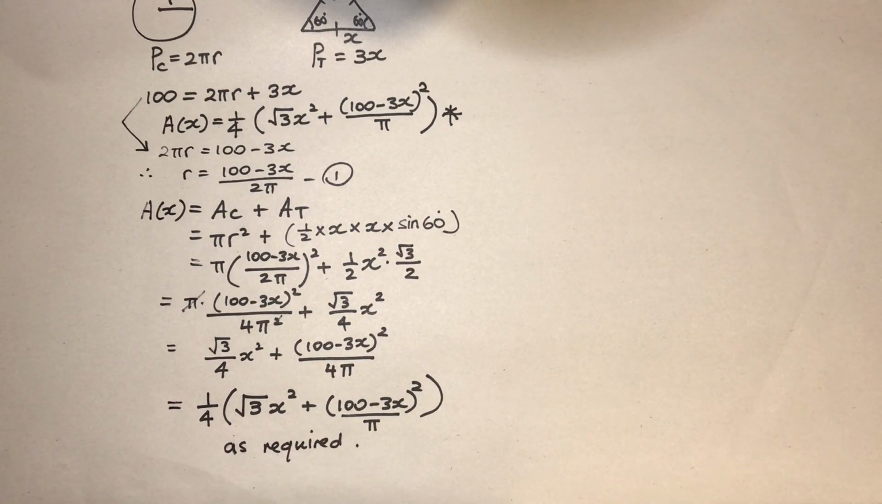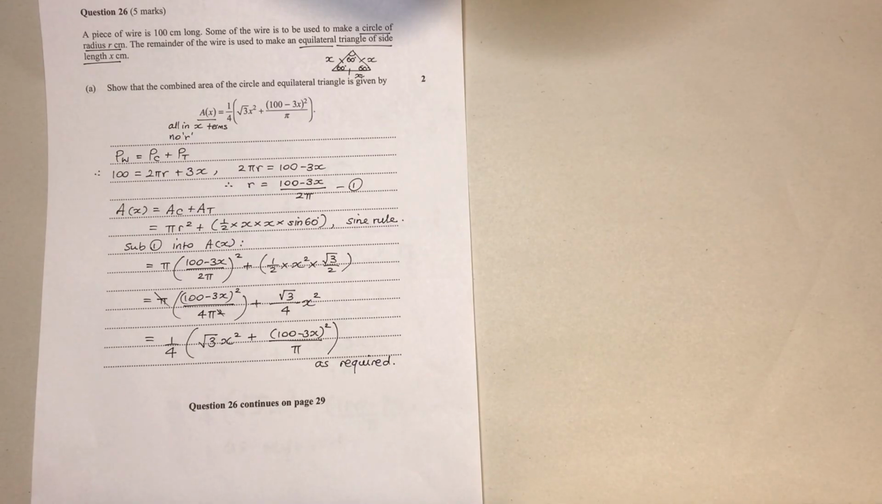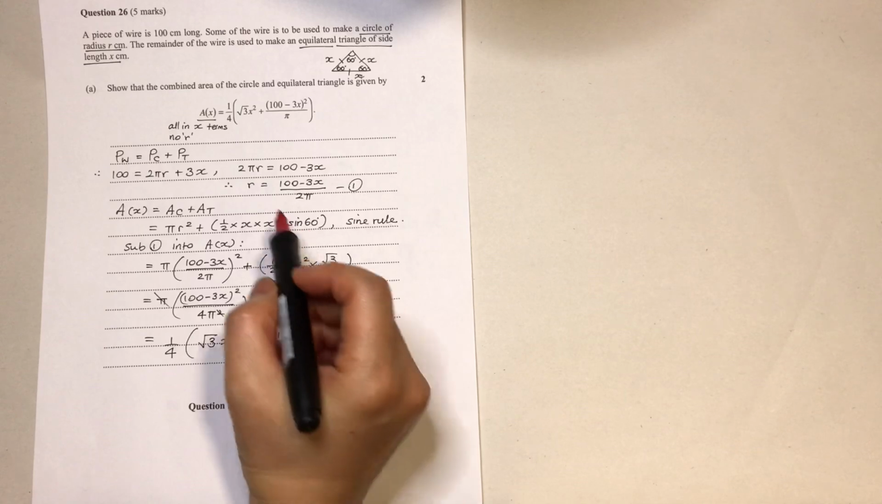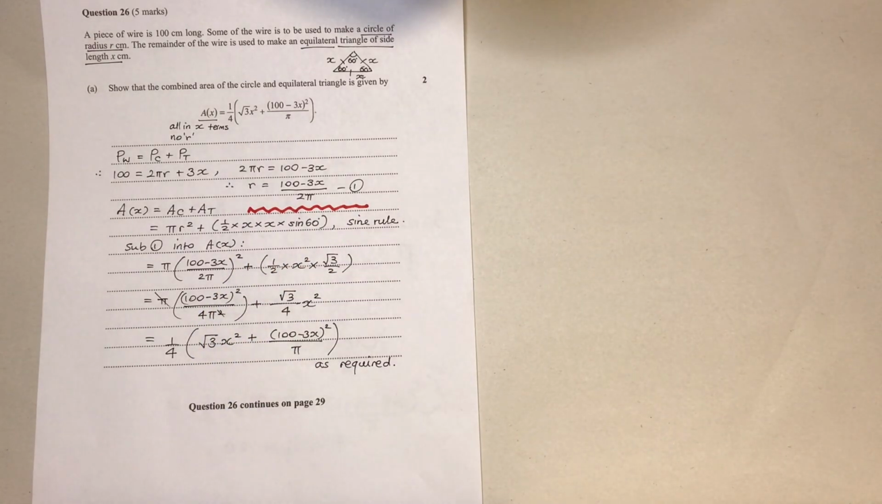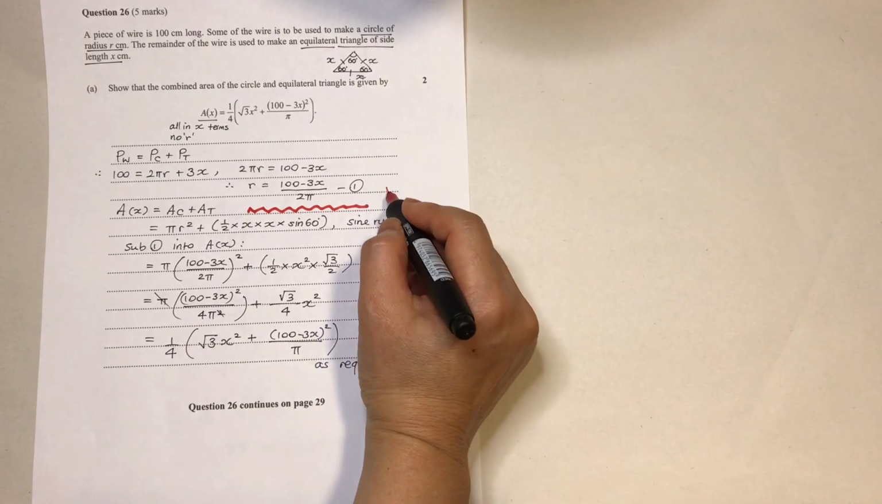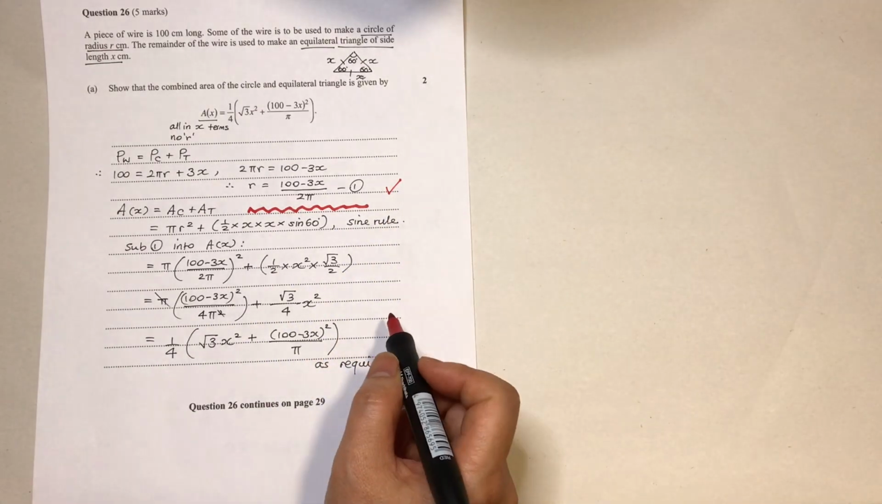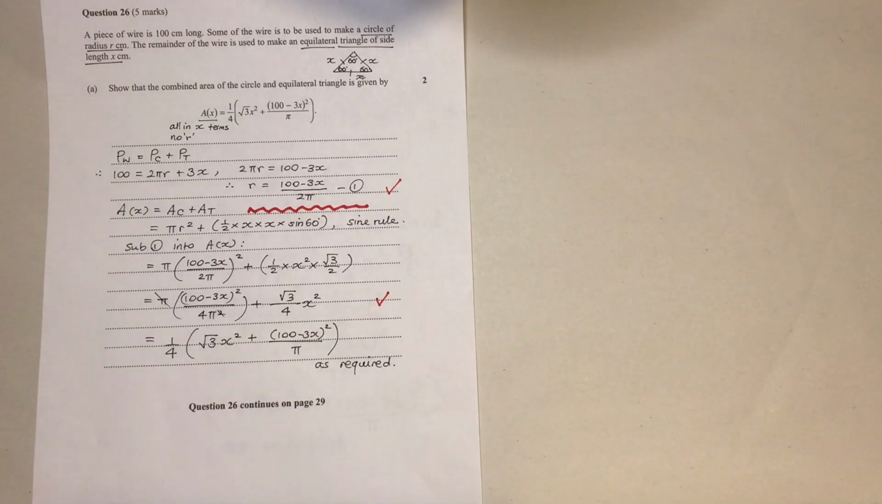So this is my thinking. When I put that in the paper, this is what it looked like. Okay, let's mark this one. So where are the 2 marks going to go? The 1 mark should go here: the correct expression for r in terms of x. So that's 1 mark. And then, of course, the rest of the working out is the 2nd mark. So there's 2 marks there.